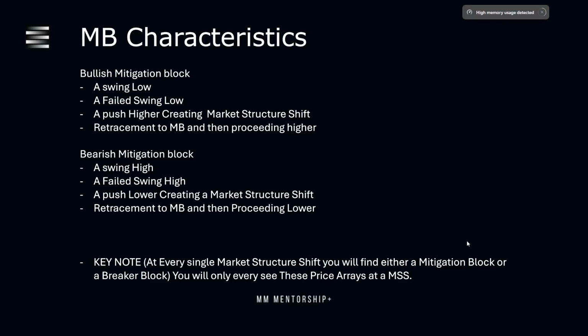So when going back and looking at your charts, just look for where price is going lower, and then there's a market structure shift, and it starts to go higher. There will be one of those arrays. At a market structure shift, there will always be either a mitigation block or a breaker block.